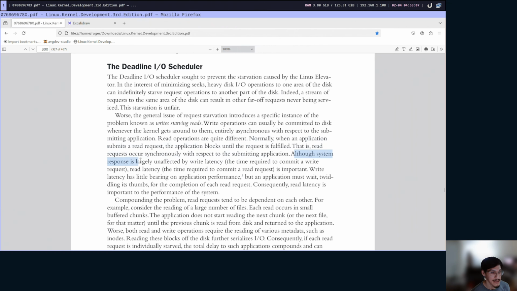Although system response is largely unaffected by write latency, the time required to commit a write request, read latency, the time required to commit a read request, is important because it's blocking. Write latency has little bearing on application performance, but an application must wait twiddling its thumbs for the completion of each read request. Consequently, read latency is important to the performance of the system.